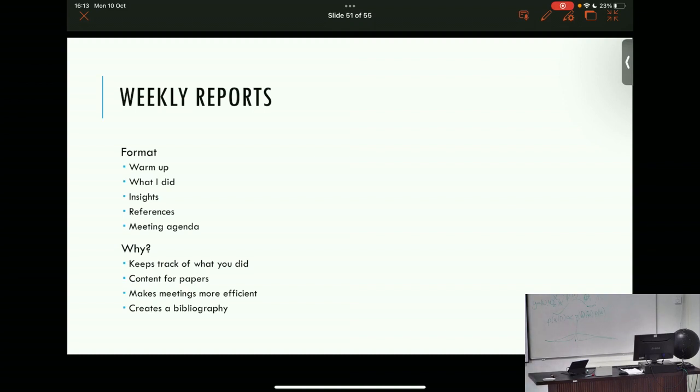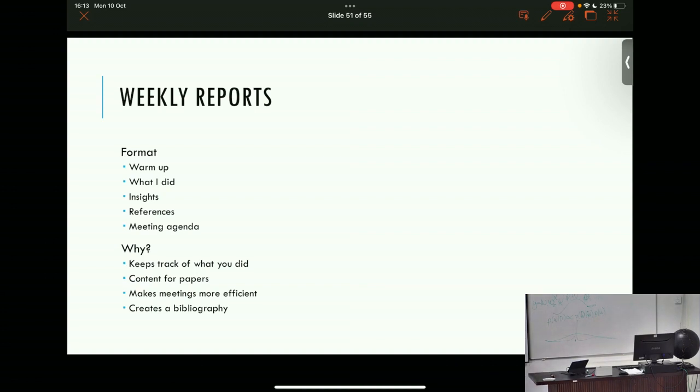If you do this in LaTeX using Overleaf or something like that, then you already have all the paper references that you need. It makes meetings more efficient, because when I meet with somebody, I don't ask them what they did. I say, okay, there's a problem here. Let's go talk about that. Or this is the next step you need to do. So it makes meetings way more efficient than spending a lot of your time answering what you did. We don't want to do that. And as I said, it creates a bibliography.